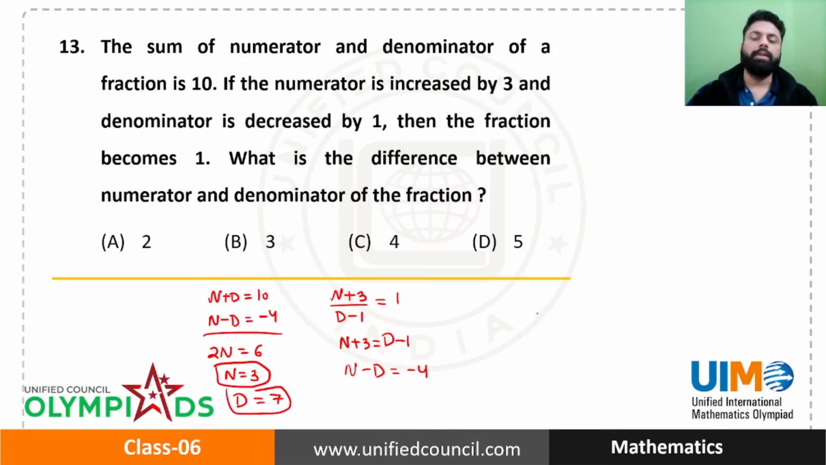What is the difference between the numerator and denominator? So the difference is 7 minus 3, that is equal to 4. C option. Let's cross check. The fraction is coming as 3 upon 7. If you add 3 to the numerator, it will become 6. If you subtract 1 from the denominator, it will become 6. That is equal to 1. So that is correct.